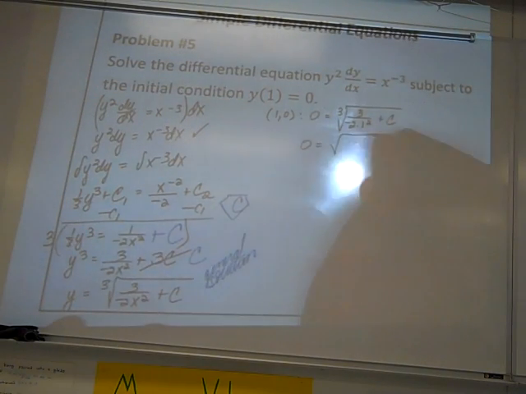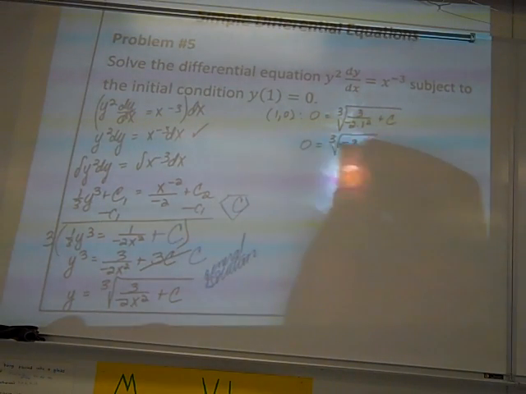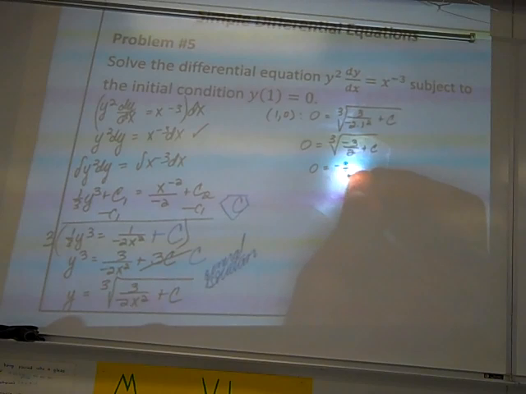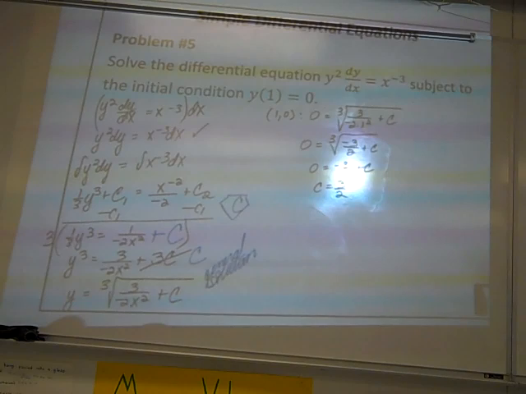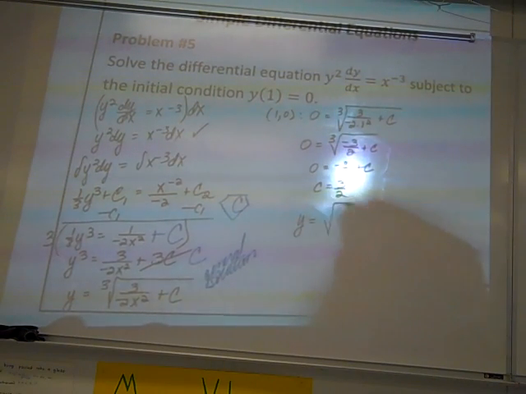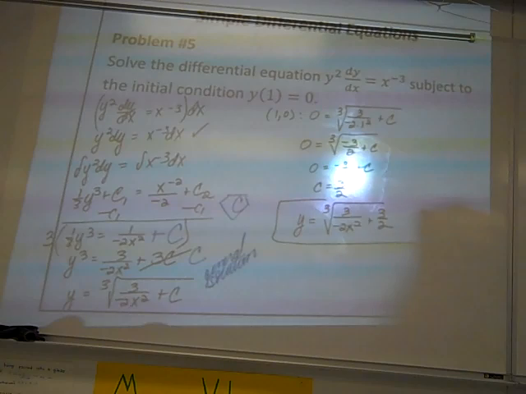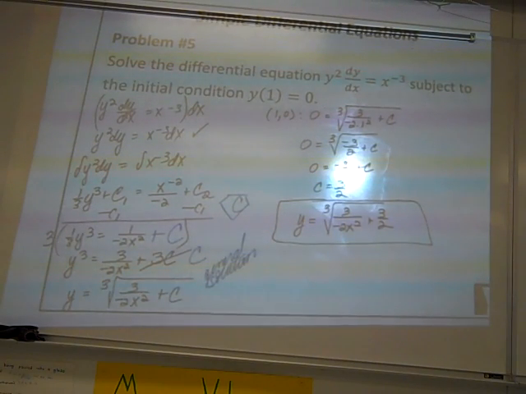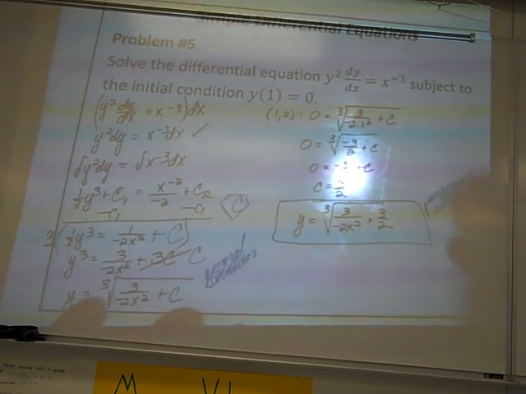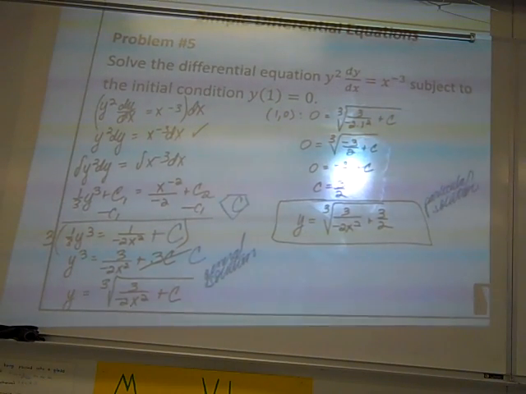Simplify what's underneath the radical. We get the cubed root of negative 3 over 2 plus c. I can cube both sides to get 0 equals negative 3 over 2 plus c. Add the 3 halves, c equals 3 over 2. Your final answer is that y equals the cubed root of 3 over negative 2x squared plus 3 halves. That is your solution. We've gone from a general solution, and we've ended at a particular solution. That's what we were after.